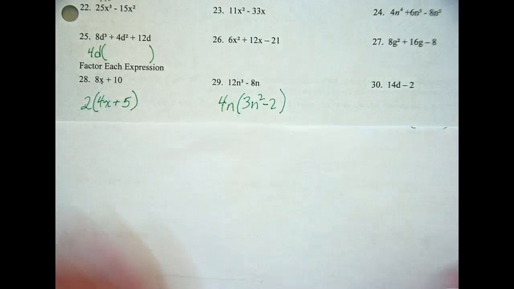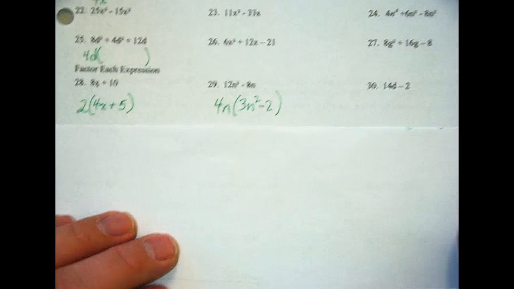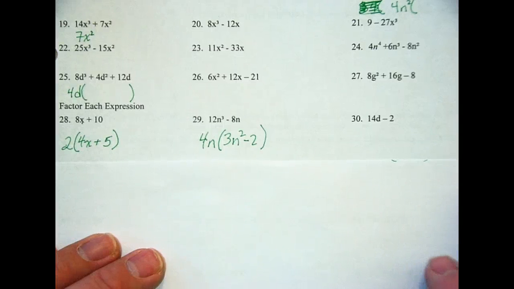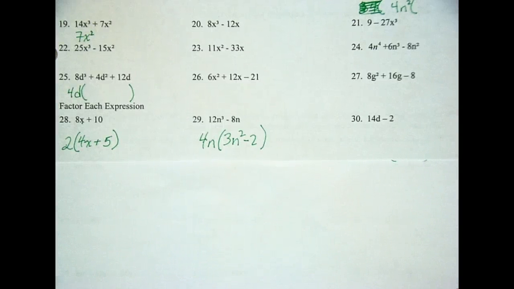All right, I'll be walking around, helping out. Be careful on number 30. It's a little tricky. In fact, why don't we do 30 before I start cruising around? A bit tricky, even though it looks kind of easy.